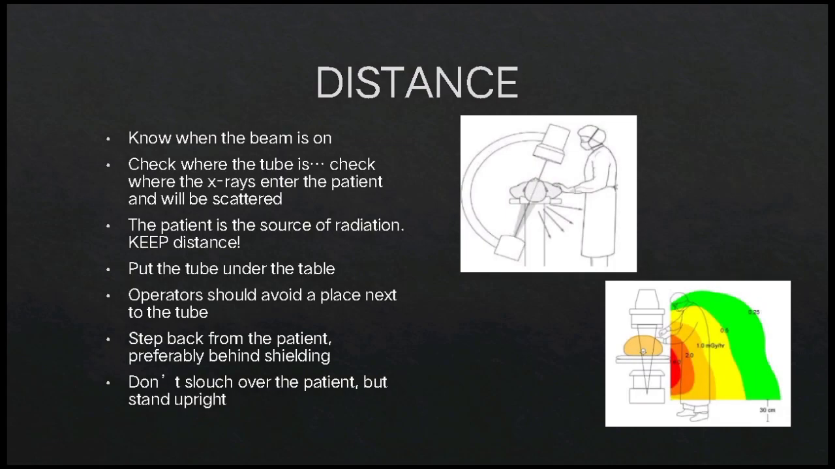Distance. Know when the beam is on. Check where the tube is. Check where the X-rays enter the patient and will be scattered. The patient is the source of radiation. Keep distance. Put the tube under the table. Operator should avoid a place next to the tube. Step back from the patient, preferably behind shielding. Don't slouch under the patient, but stand upright.